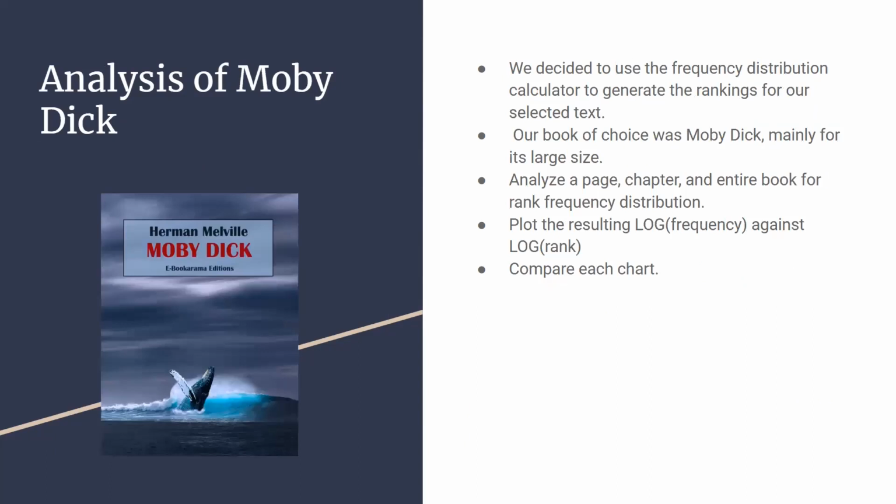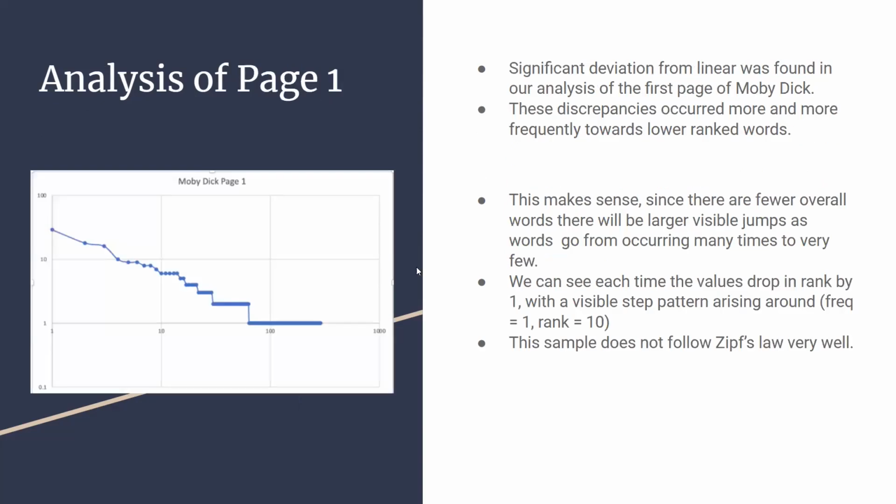We decided to analyze Moby Dick, mainly because it's a very large size. We analyzed a page, a chapter, and the entire book for rank frequency distribution. We plotted the resulting log of the frequency against the log of the rank, and we're comparing the chart for each, for the page, the chapter, and the entire book.